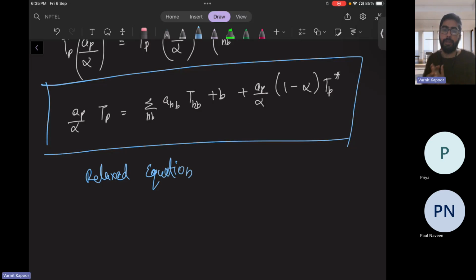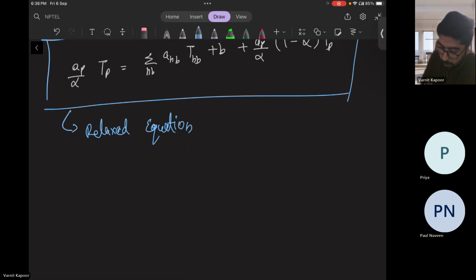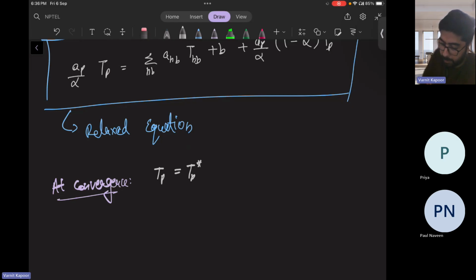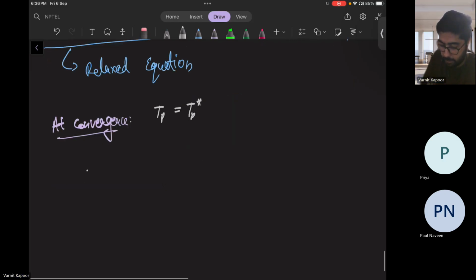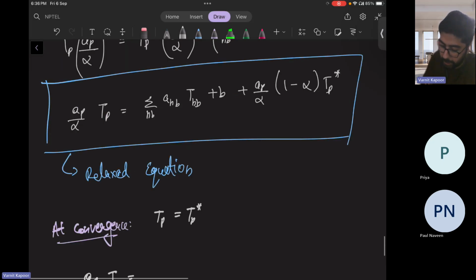This is your relaxed equation. And when the solution converges, then TP will be equal to TP star. So at convergence, the last iterative value and the current value should be equal. Your TP will be equal to TP star. So again, you will get the same equation which you wrote, AP by alpha TP. This relaxed equation only I'm writing.